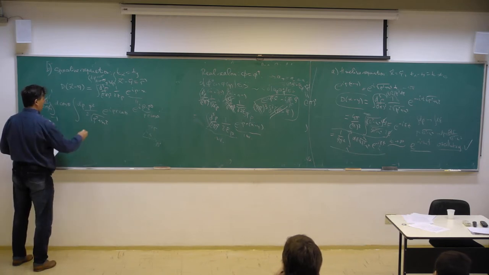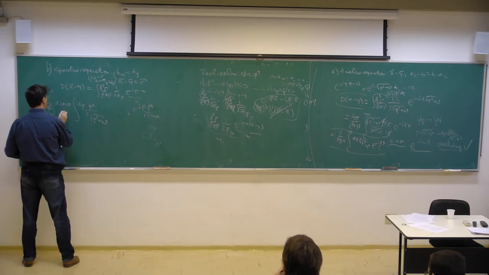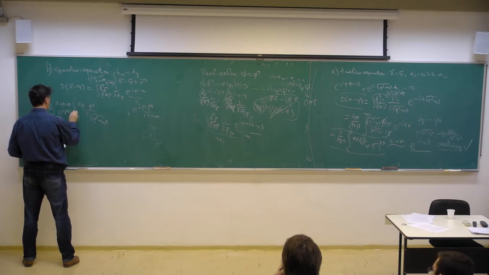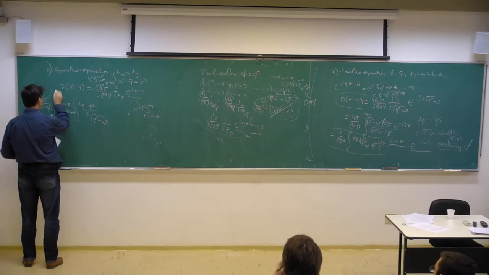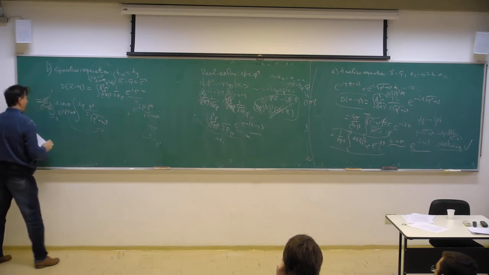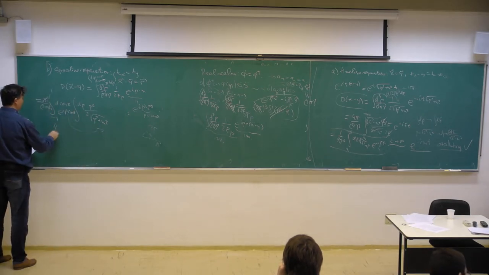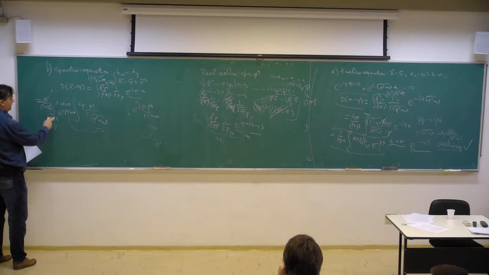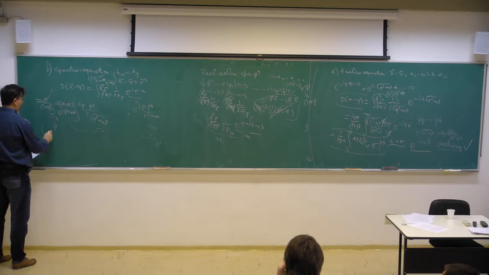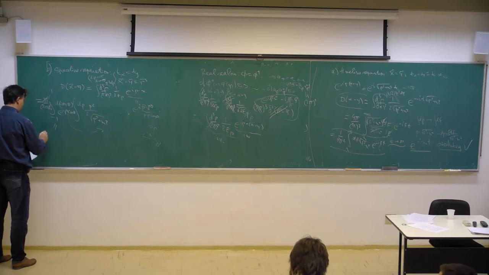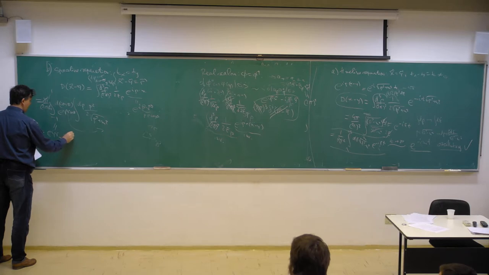Okay, and let me do, well, okay. I mean this on the other side, whatever. So the integral of this is e^{ipr}. So integral dp, okay, just the integral itself is e^{ipr} minus e^{-ipr} over ipr. Okay?